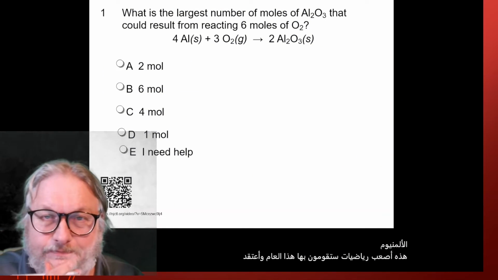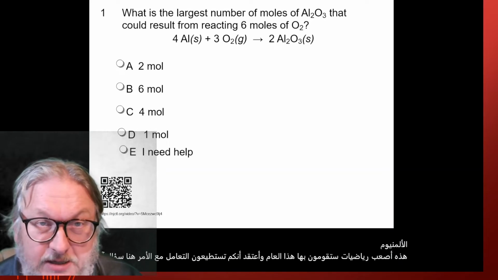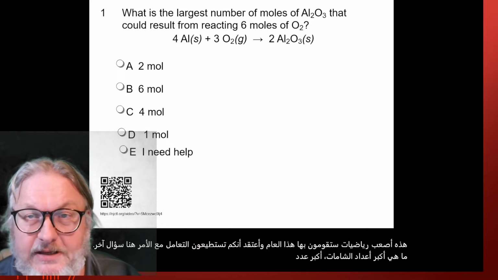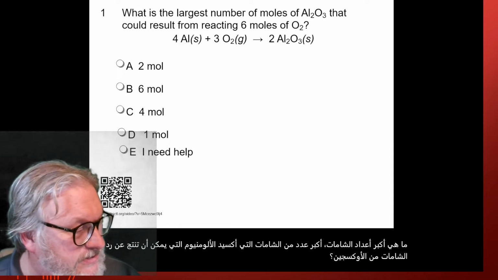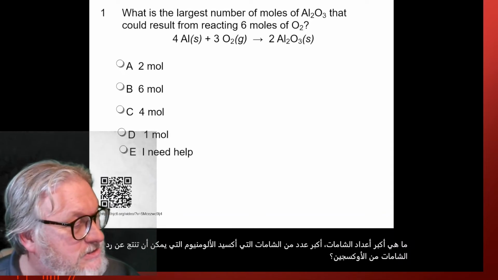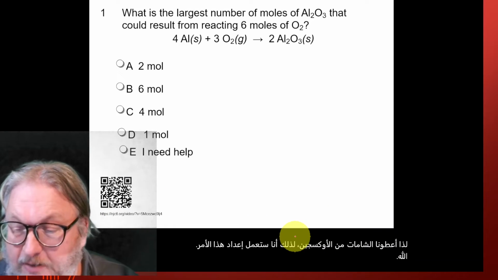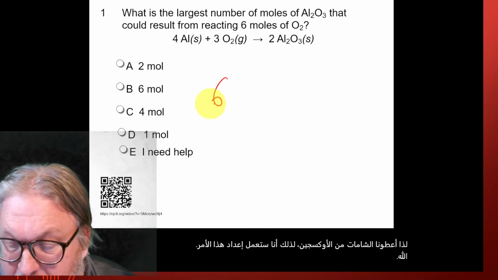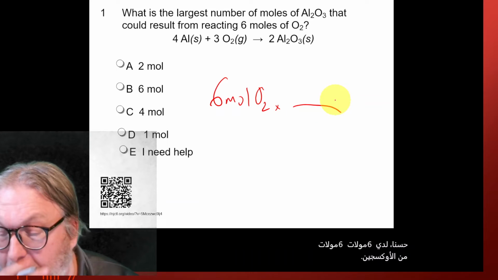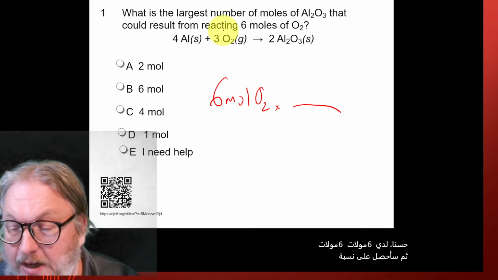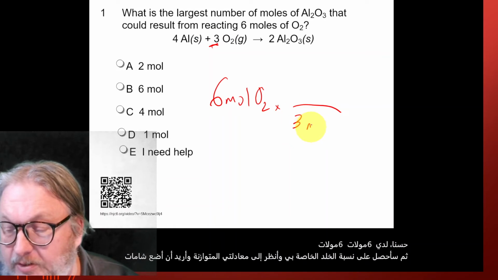Here's another question. What's the largest number of moles of aluminum oxide that can result from reacting 6 moles of oxygen? So they gave us the moles of oxygen. So I'm going to set this up. Okay. All right. So I've got 6 moles of oxygen. Then I'm going to get my mole ratio, and I'm looking at my balanced equation, and I want to put the moles of oxygen. And I see there's a 3 right there. So I'm going to put that there.